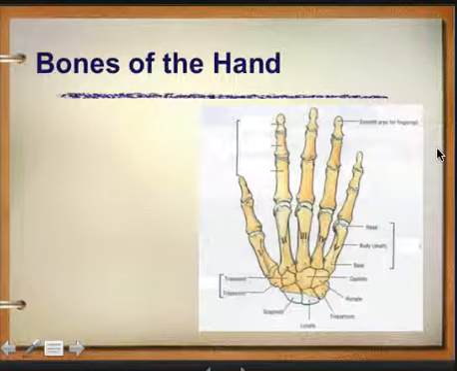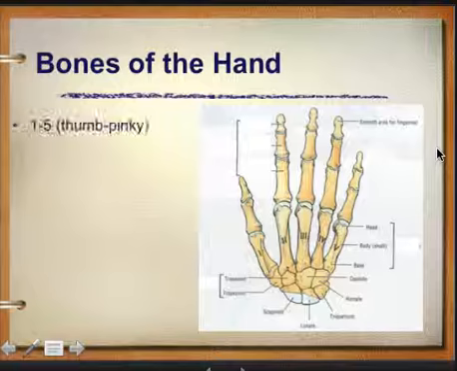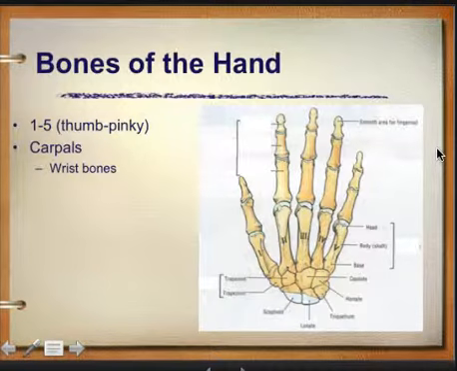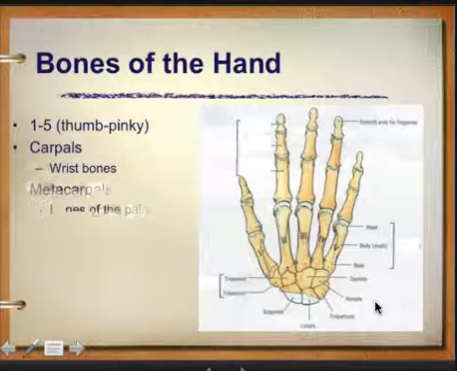The radius and the ulna will lead us to the bones of the hand. Notice there are many bones within our hand. The hand bones are numbered 1 through 5, 1 being the thumb and 5 being the pinky. Since the carpals are the most proximal structure to the radius and ulna, we're going to begin there. The carpals are the wrist bone. The word carp comes from the Greek karpos, which means wrist.